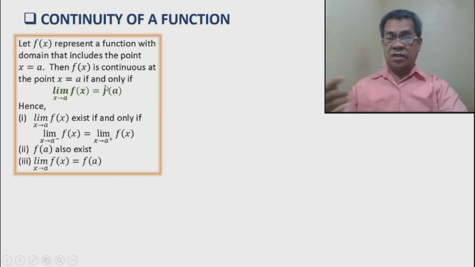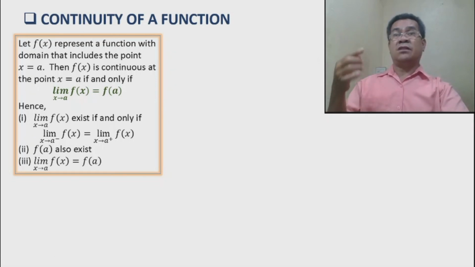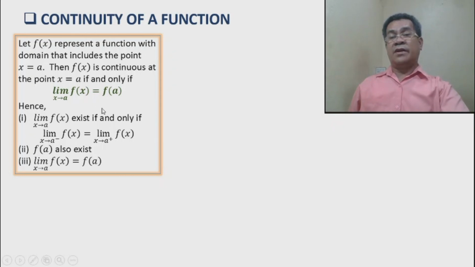At A, it is continuous if and only if the limit of the function as x approaches A is equal to the function of A. Which means that, remember, the limit is evaluating the function but not necessarily equal to that number. And the function of A is exactly at A. So if you substitute that value exactly at A, you are evaluating the function. You're not evaluating the limits.